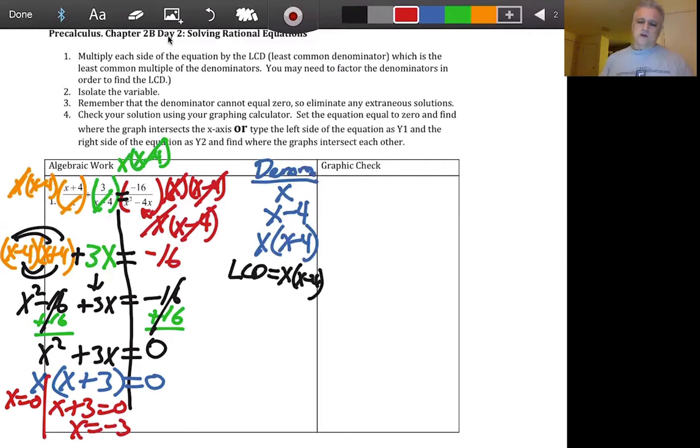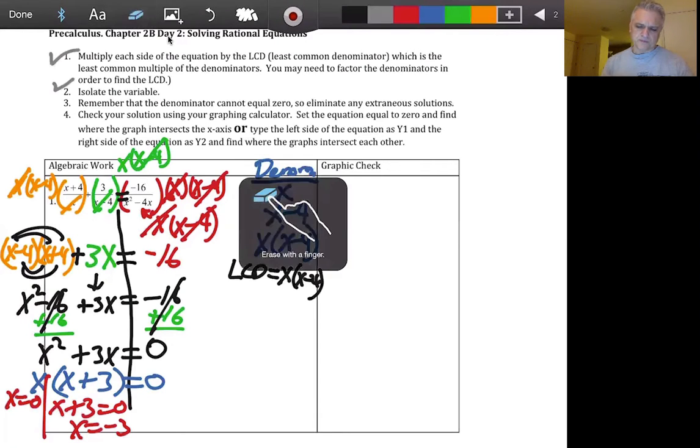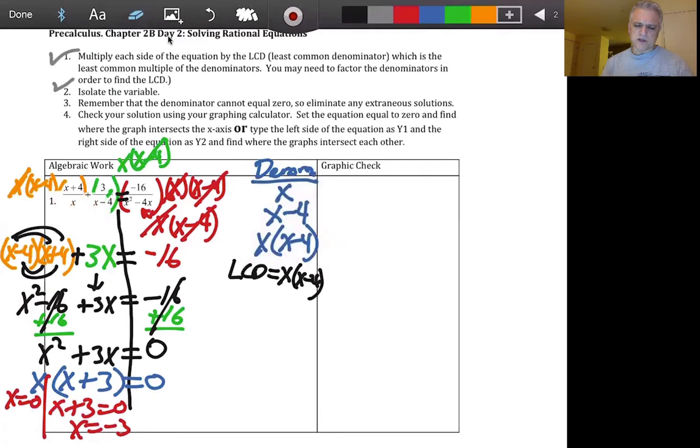Cool. So what have we done up here? Let's look at our steps. Our steps have told us we're going to multiply by the LCD. Done. Steps told us we're going to isolate the variable. That's what we just did. Okay. Eliminate any extraneous solutions. So I'm going to just erase this top part here.